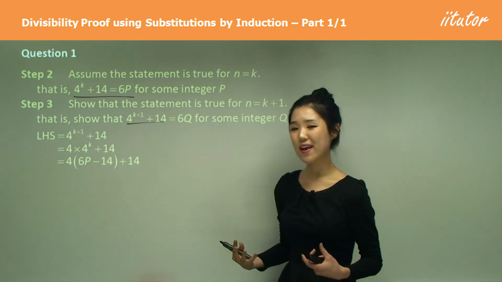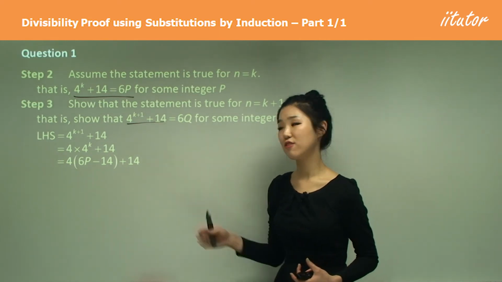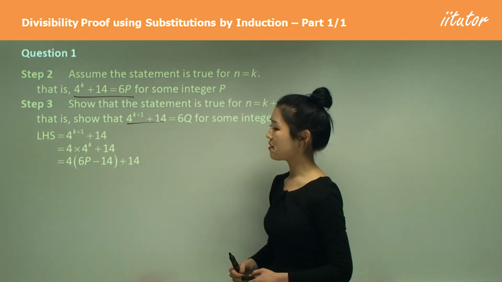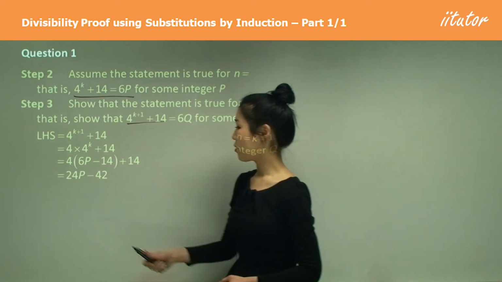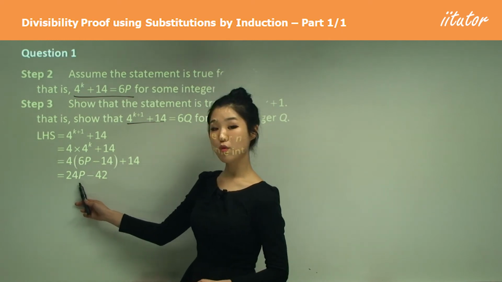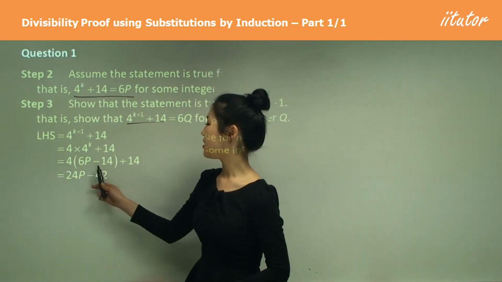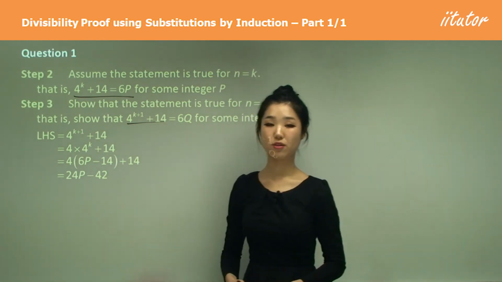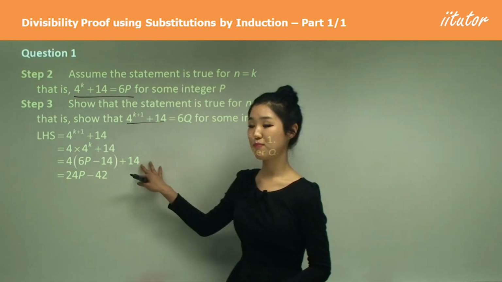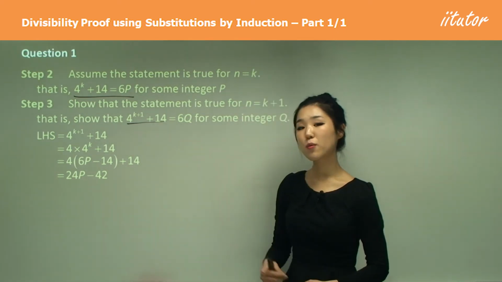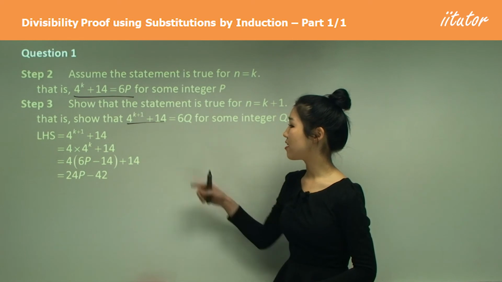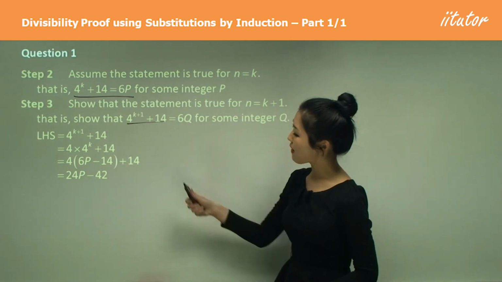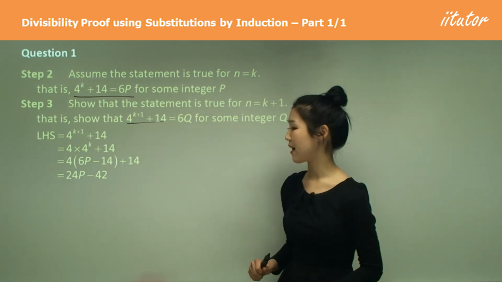Now, because I want to always utilize my assumption in my step 3, because then we can get to the final answer. So I've done that. Let's do a bit of expansion. We know that 4 times 6p is 24p. 4 times negative 14 plus 14 will be negative 42. This is just some easy calculation, just expand and simplify. Because we want to show that it's divisible by 6, so we want it to be 6 times some number, I'm going to factorize this by 6 and see if it works out.